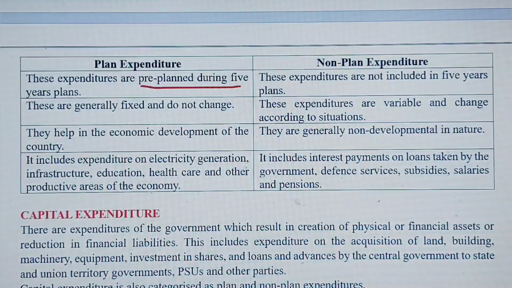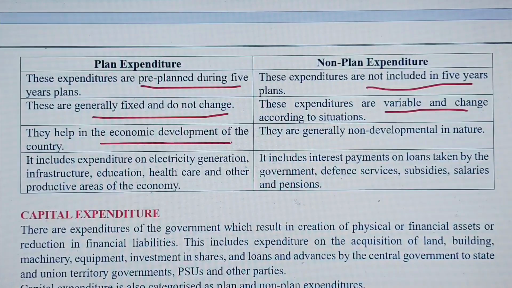And non-plan expenditure की बात करते हैं. These are not included in 5-year plans. Plan expenditure are generally fixed and they do not change with time, but non-plan expenditure, these are variable in nature and they change according to the situations. Plan expenditure help in the economic development of the country, whereas non-plan expenditure, they are non-developmental in nature, right?